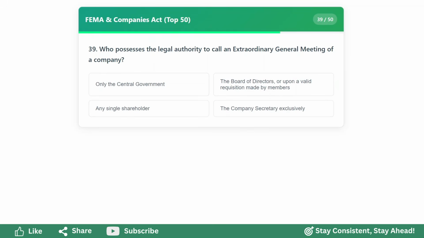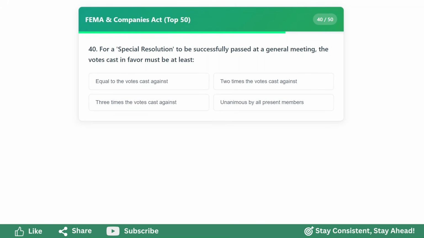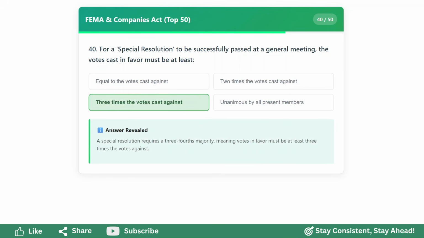Who possesses the legal authority to call an extraordinary general meeting of a company? The board of directors or upon a valid requisition made by members. For a special resolution to be successfully passed at a general meeting, the votes cast in favor must be at least 3 times the votes cast against.